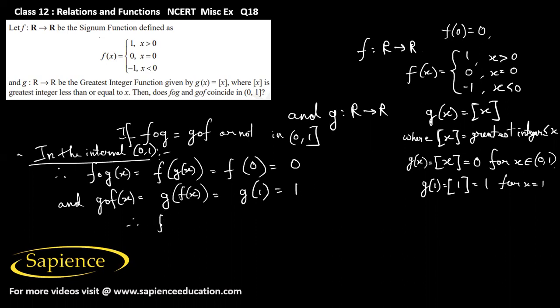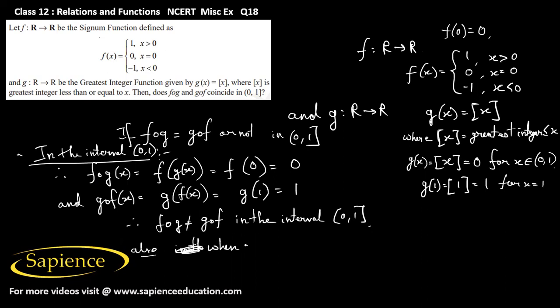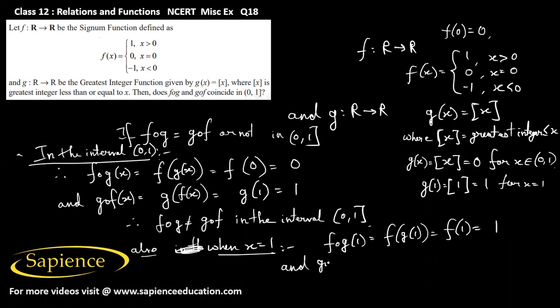So therefore f of g is not equal to g of f in the interval 0 to 1. And also I can say, when x is equal to exactly 1, then what will happen? So f of g of 1: g of 1 is 1, so that is f of 1. 1 is greater than 0, so that will be 1. And g of f of 1: f of 1 is 1 since it is greater than 0. So g of 1 is also 1.